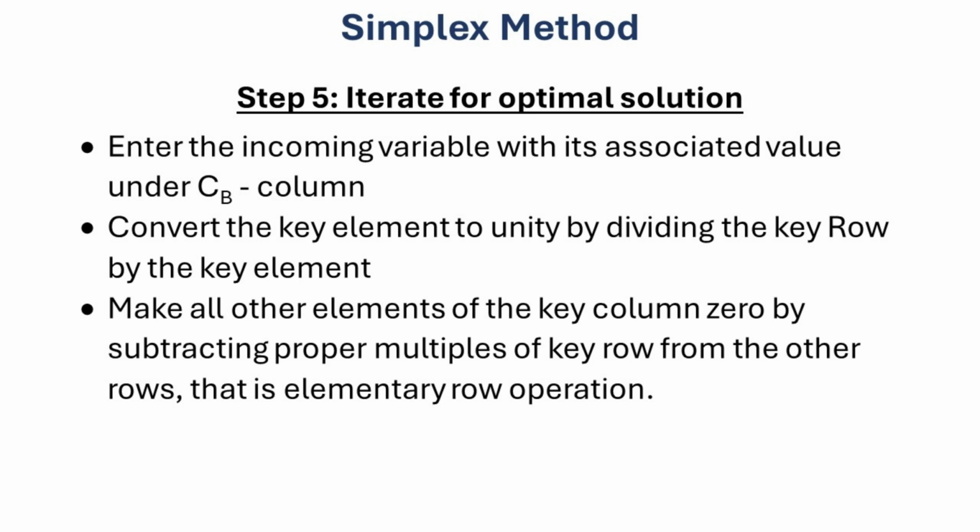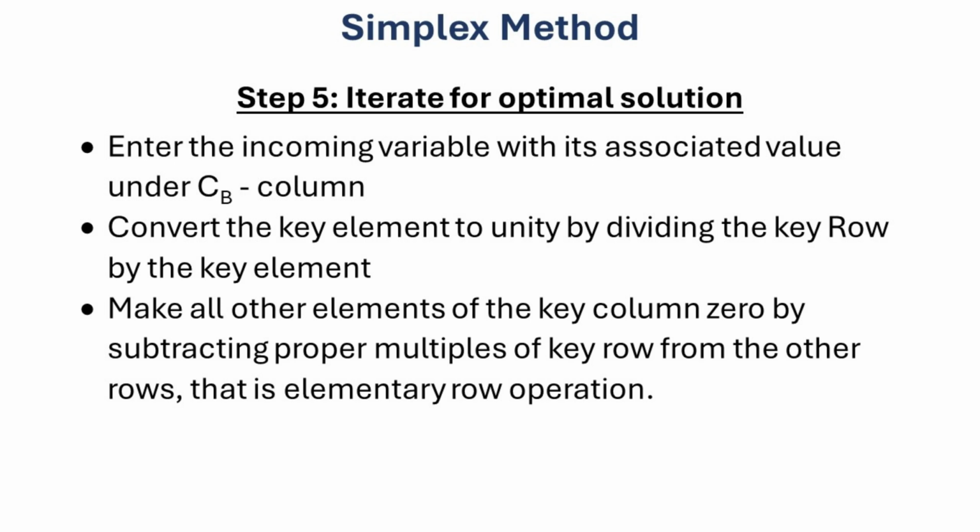Now again we'll see what the values of Zj and Cj are. If all of them are negative, then we have reached the optimal solution. But if not, we'll restart. That is, again we'll find the key column and the key row. We'll have an incoming variable and an outgoing variable.